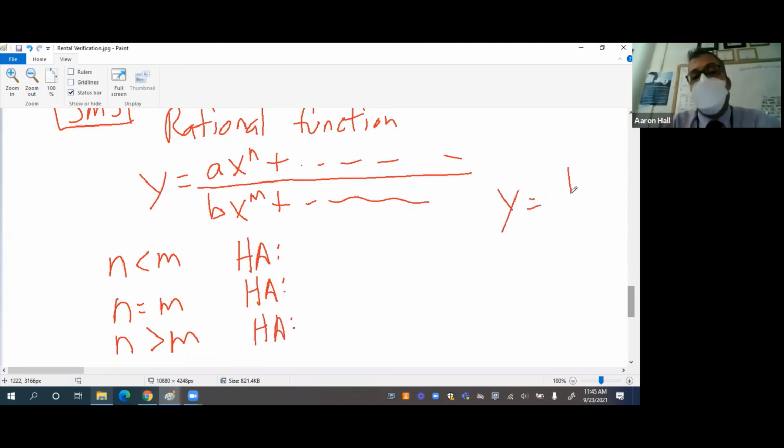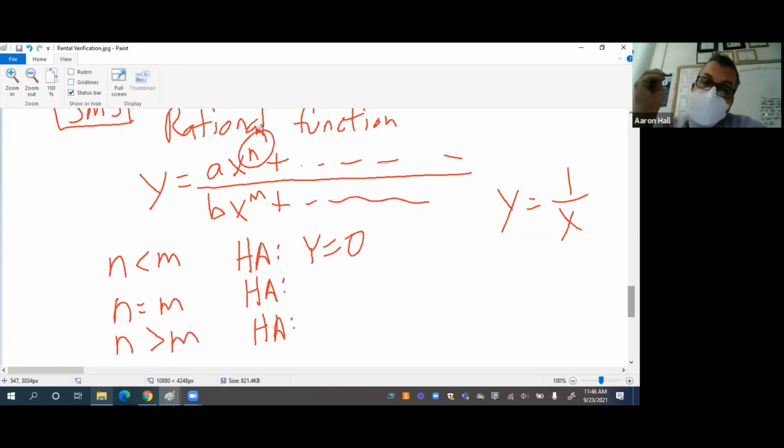Consider y equals 1 over x. We're looking at end behaviors. We're talking about when x becomes super large or super small. What do we converge on when x is massively large? 0. So this is always going to be the case. If our numerator has a smaller degree than the denominator, the horizontal asymptote will always be y equals 0. We converge on y equals 0.